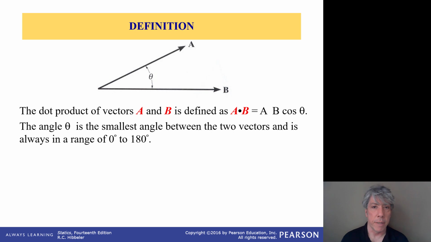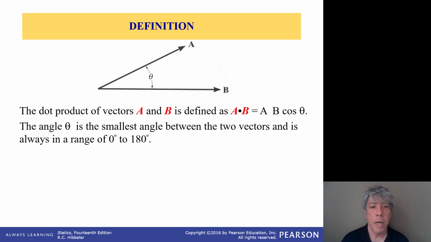So how do we define it? Well, the way we write it is as vector A dot vector B, and it turns out that it is equal to the magnitude of vector A times the magnitude of vector B multiplied by the cosine of the angle between them.